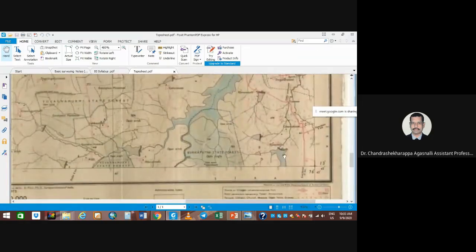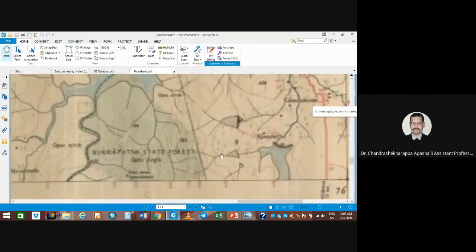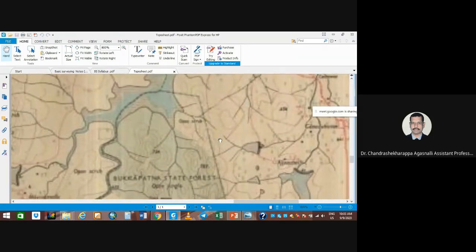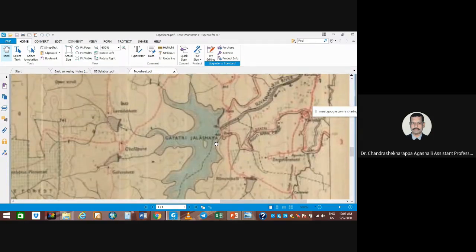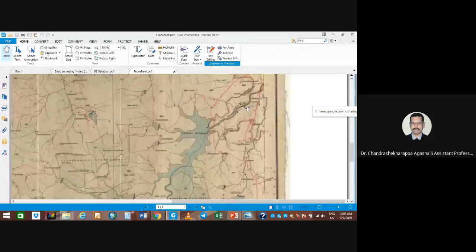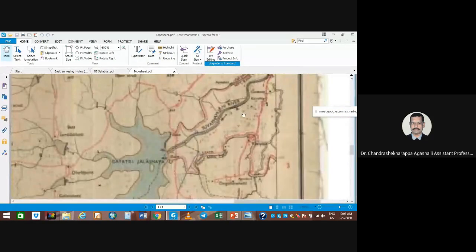Yes, these are the water bodies, small water bodies. Okay, they put the check dam here, and this is the streams. They put the small check dams. They store the water here, and here you can come here, and there is a small check dam here. You can see this. What is this?